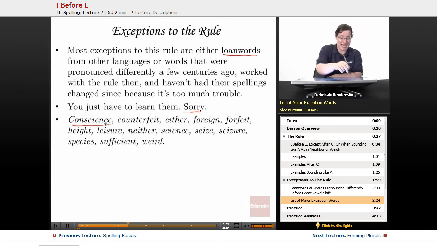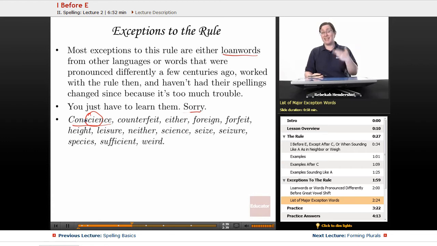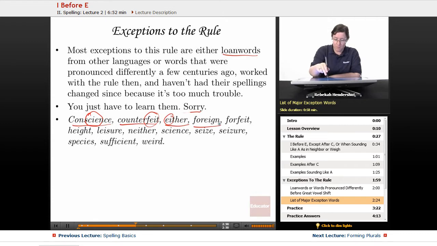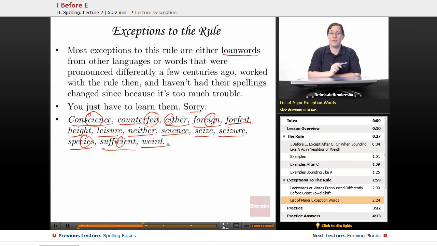Here are some of the major exceptions. Conscience, in fact, just about anything that has S-C-I-E, so science and conscience and prescience, all that stuff. When you've got that S-C going sh or s, and then you have I-E, yeah, it's I-E even though it's after C. Similarly, counterfeit used to sound like A. Either used to be "aither," so there you go. Foreign is "foryn" in some accents. Similarly, forfeit, height, leisure, neither, science, seize, seizure, species. When C-I is making the sh sound, they have to be together. Sufficient, there's that sh again, and weird. Weird is probably my favorite exception to this rule because I can always remember that it is spelled weirdly. It violates the rule because it's weird.